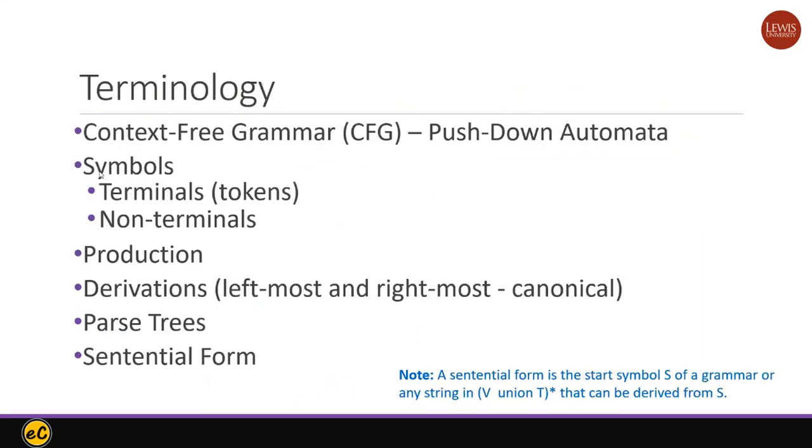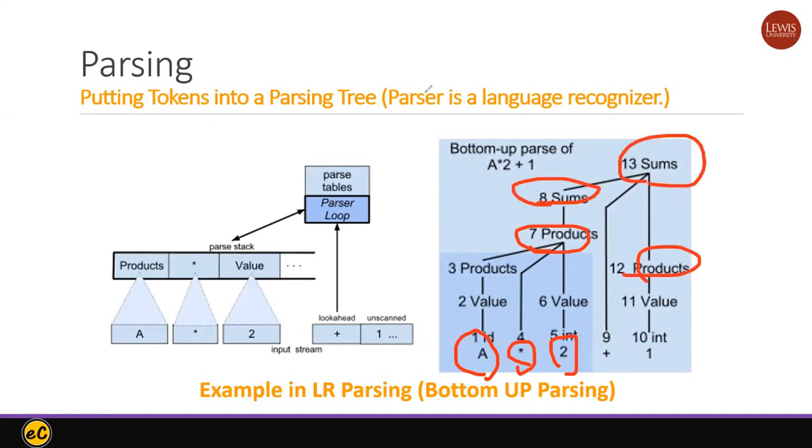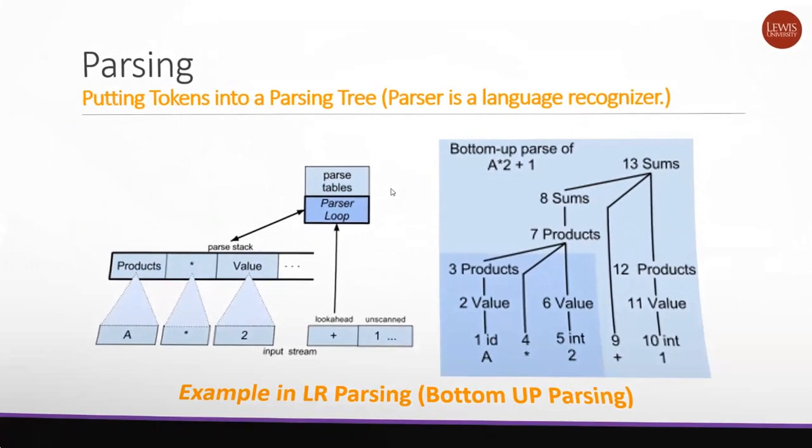So they are simple. There are terminals, which are called tokens, and non-terminals. Tokens are terminals. Non-terminals are things like these: sum or product. These are non-terminals.